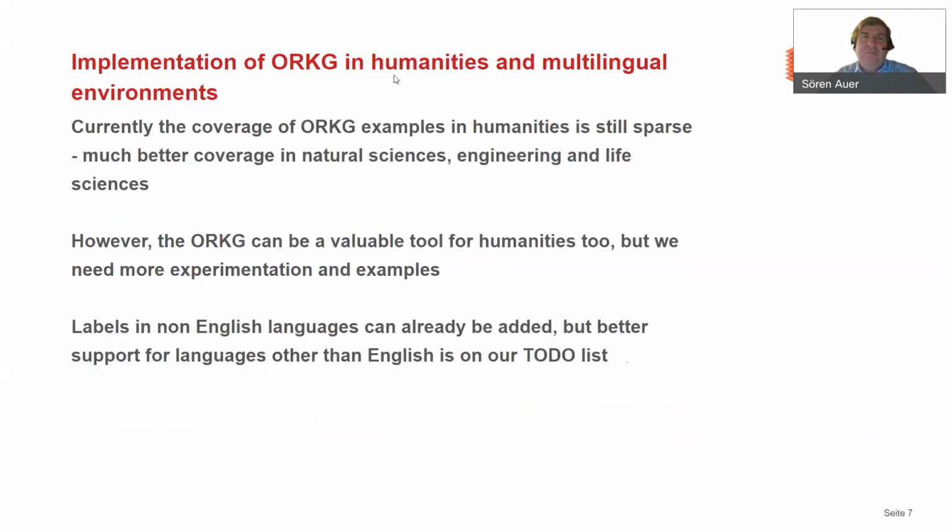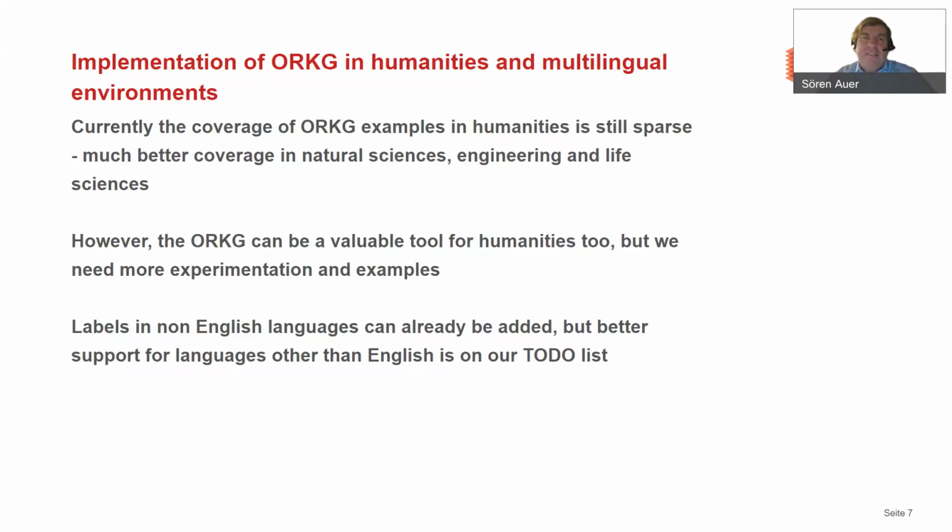So about implementing the ORKG in humanities and multilingual environments, this is something we didn't have so much in the focus so far. Currently the coverage of ORKG examples in humanities is still sparse. There are some examples, I will show you some in a minute, but we need much better coverage there. In natural sciences and engineering and life sciences, we have already many nice examples, and you could help us creating such examples in humanities. We think that the ORKG can be a very valuable tool also for humanities, but we need more experimentation there and more of these examples.